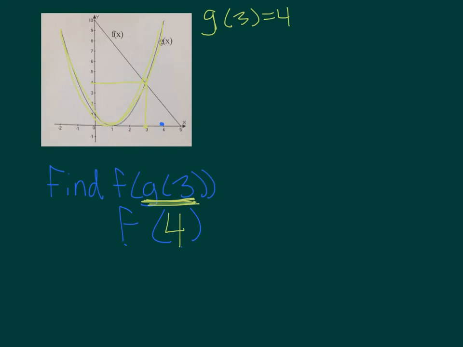So when x is 4, we go up to the f function, and we say, okay, now we know the answer. F of 4 is 2. I can't read. F of 4 is 2. So the final answer would be 2.